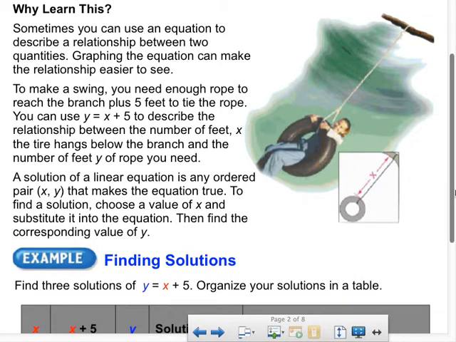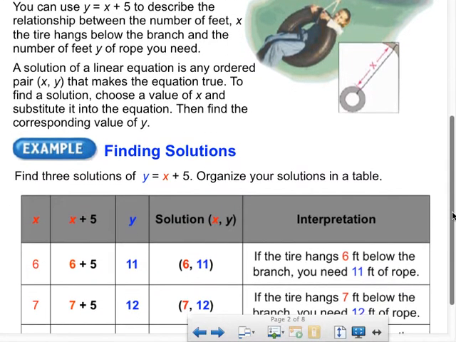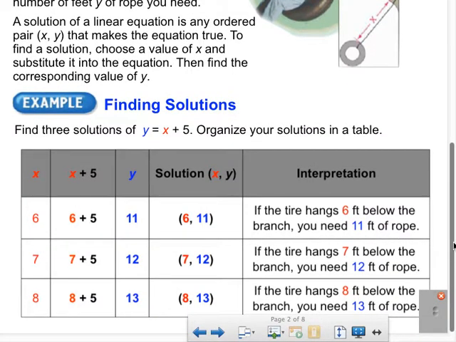So, why learn this? Sometimes you can use an equation to describe a relationship between two quantities. Graphing the equation can make the relationship easier to see. To make a swing, you need enough rope to reach the branch plus 5 feet to tie the rope. You can use y equals x plus 5 to describe the relationship between the number of feet, x, the tire hangs below the branch, and the number of feet, y, the rope you need. Okay?